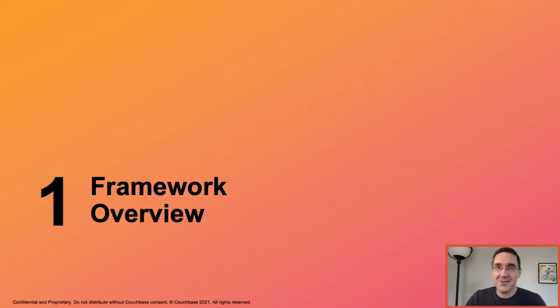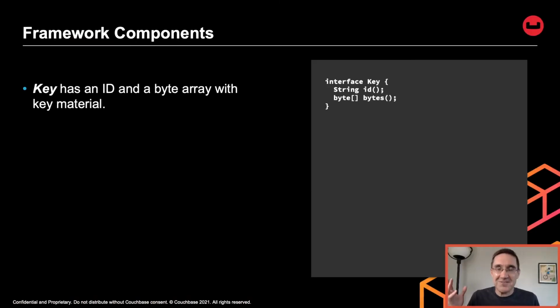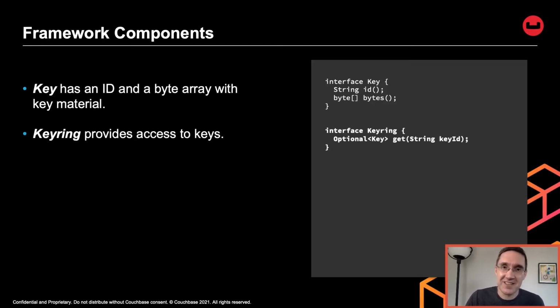All right, so what are the components of this framework? Well, first, let's talk about keys. If we're going to do encryption, we need secrets. And these secrets are called keys. In the Couchbase framework, a key has two properties. It has an ID, like the name of the key, and then it has a byte array. It holds the key material.